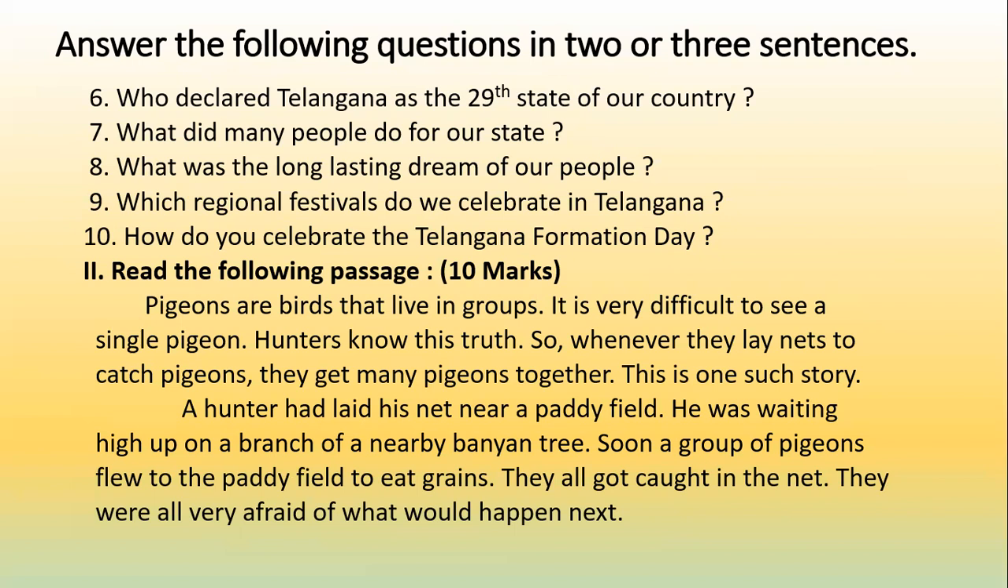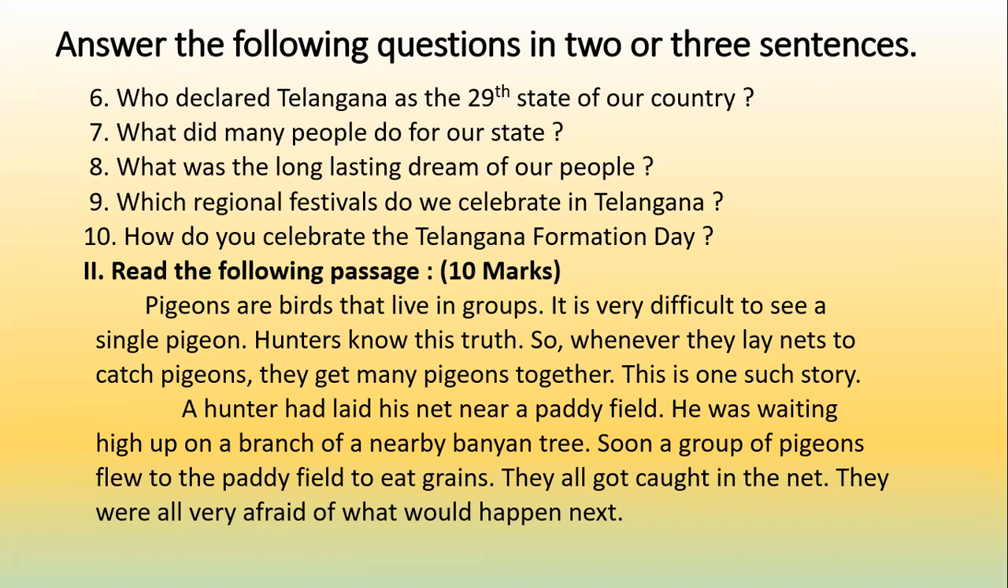So in your answer booklet, you are going to write 6 number and you have to write the whole answer. What you will be writing? The union government declared Telangana as the 29th state of our country. 7th. What did many people do for our country?